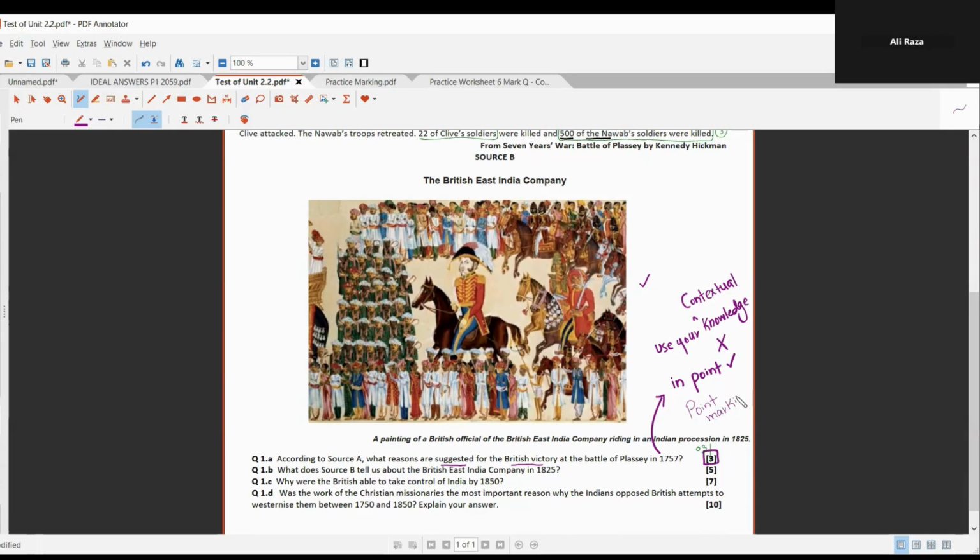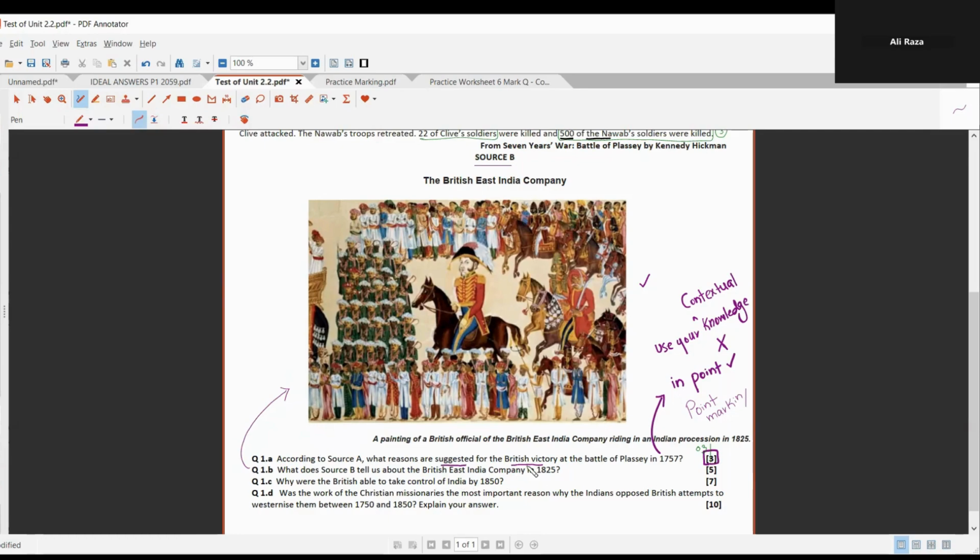Now, when we talk about the source-based question, the one which has the pictorial reference, that is source B. Now, source B is a question which talks about two things or demands you to do two things. Number one, for example, in this case, if you see, what are they demanding? They're saying, what does the source tell us about British East India Company?